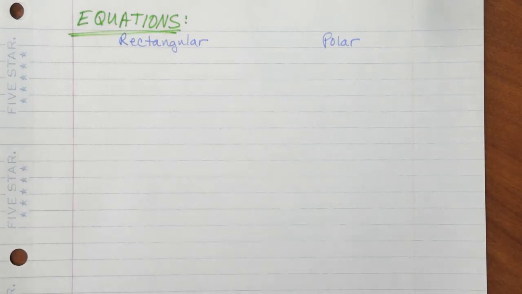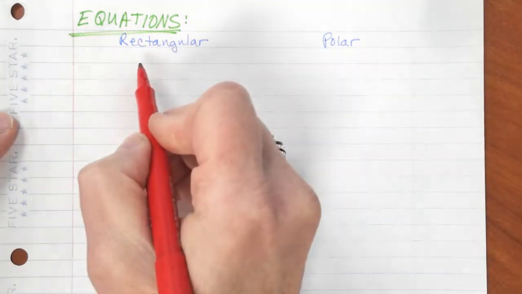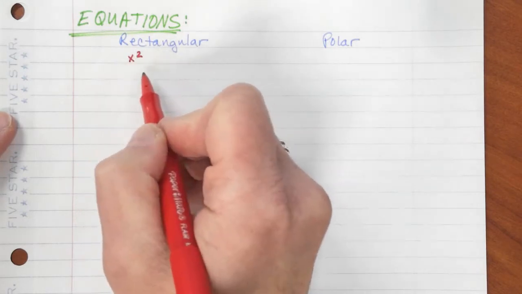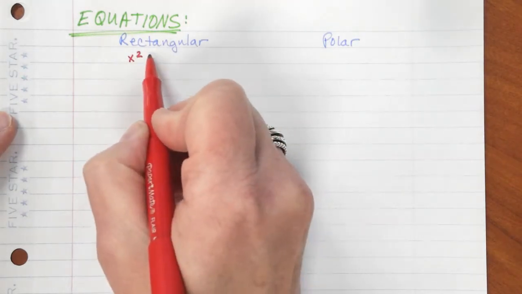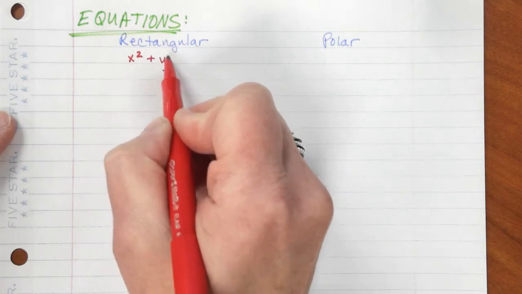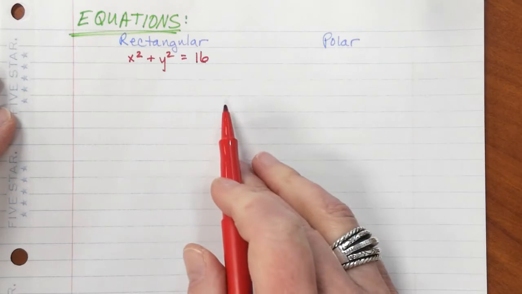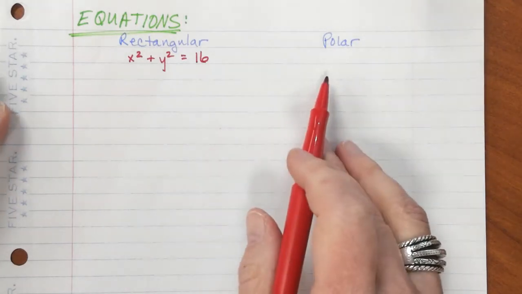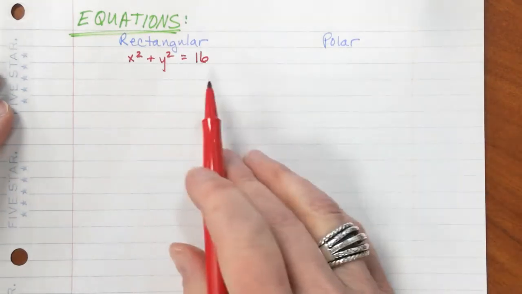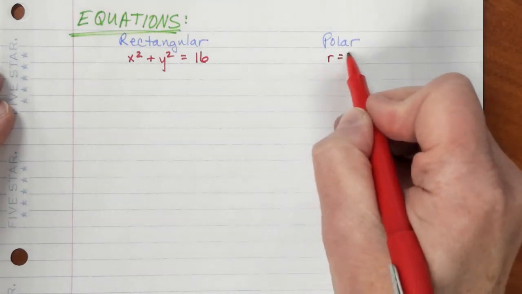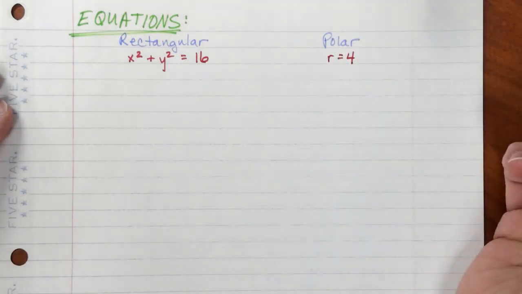Now let's talk about just some common differences. If I give you the rectangular equation of a circle that has a center at the origin, so h and k basically are 0, I'm going to have x squared plus y squared equals 16 if I have a radius of 4. Well, if I'm in the polar system and I have my center at the origin, or at the pole, I can just say, fine, r equals 4. That's a lot shorter.